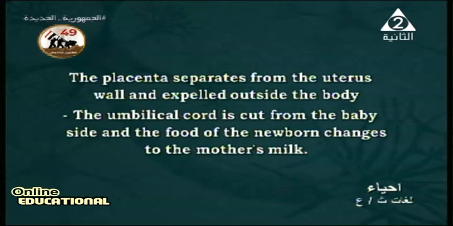The umbilical cord, الحبل السري, is cut from the baby's side, and the food of the newborn changes to the mother's milk, meaning the umbilical cord does not feed the baby. In the first stage this is called the placenta. After that, the umbilical cord is the joint between baby and mother. This is cut to enable the baby to feed outside from mother's milk.